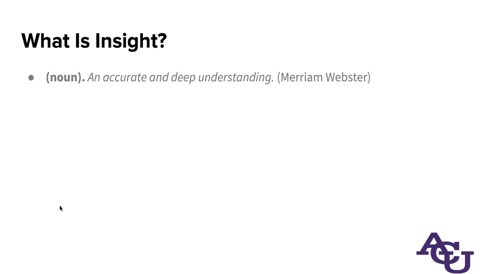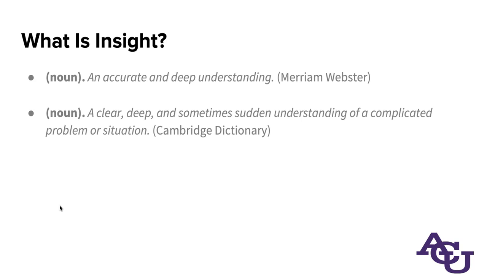If we look at the Merriam-Webster dictionary, it offers an accurate and deep understanding, which is a fine way to look at it. But if we go a little bit deeper with this Cambridge dictionary definition, a clear, deep, and sometimes sudden understanding of a complicated problem or situation. So insights don't come generally from just reporting surface characteristics. It comes from looking deeper at, where might this come from? What may have caused this? What are the implications? What are the solutions? What are the best ways forward, perhaps?